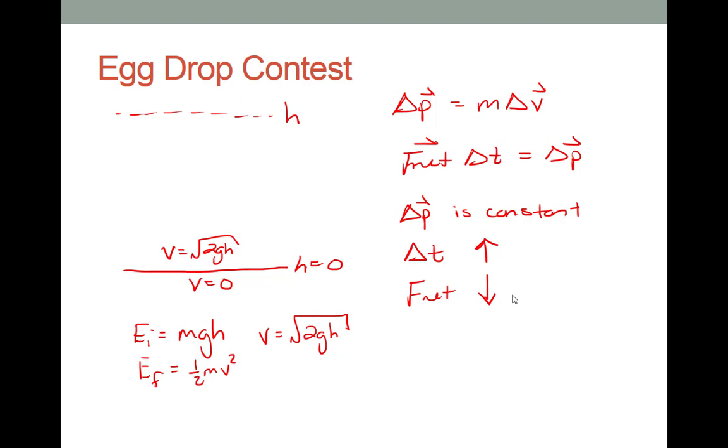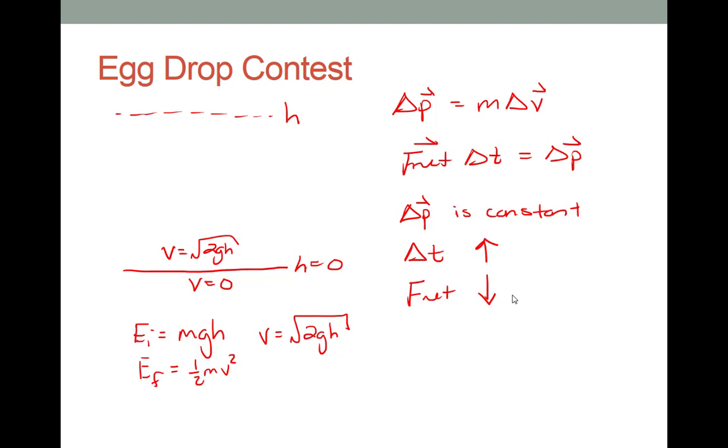A similar discussion could be had for an egg toss competition. So remember, in an egg toss competition, it's you and a friend, and each time you successfully toss the egg back and forth between each other, you take a step back, making the distance you have to toss longer. And the best way to keep from breaking the egg is when the egg comes at you, rather than holding your hand still, you move your hand with the egg so that it more gently comes to a stop, extending the time to decrease the force for the same change in momentum.